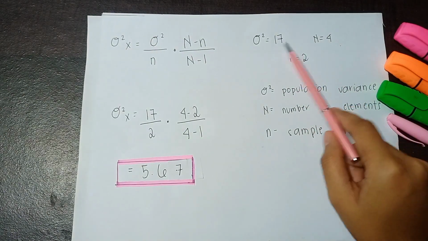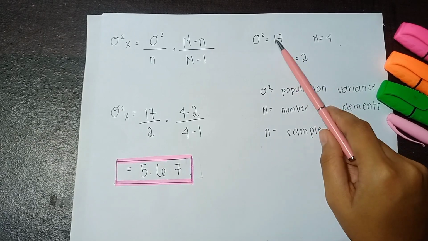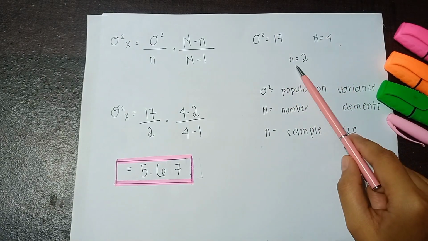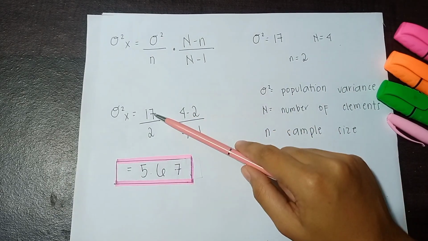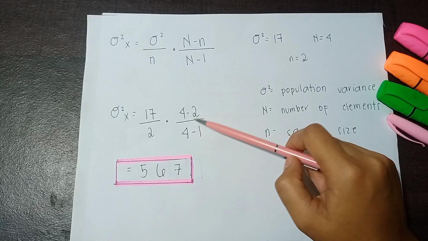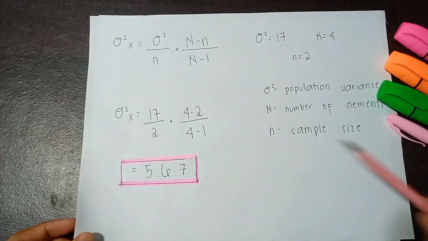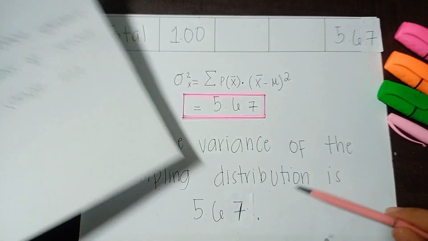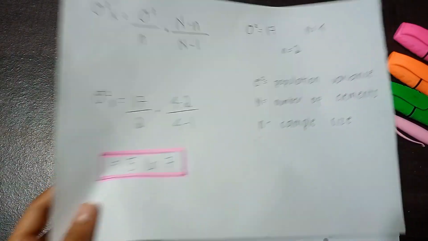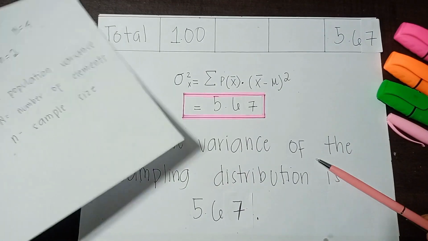So our population variance is 17, and that is in our step 2. Our number of elements is 4, and our sample size is 2. Substituting this, we have 17 divided by 2 times 4 minus 2 divided by 4 minus 1. The answer is 5.67. So the answer here and here is just the same, but this formula is much easier and faster to do. You can also use this formula to check if your computations here are correct.